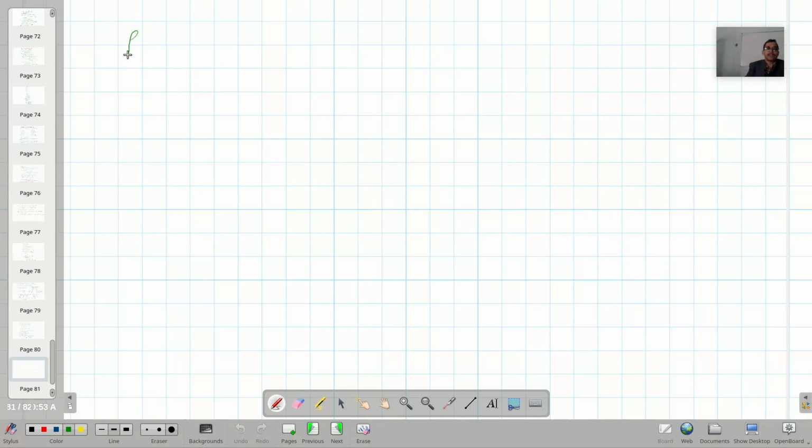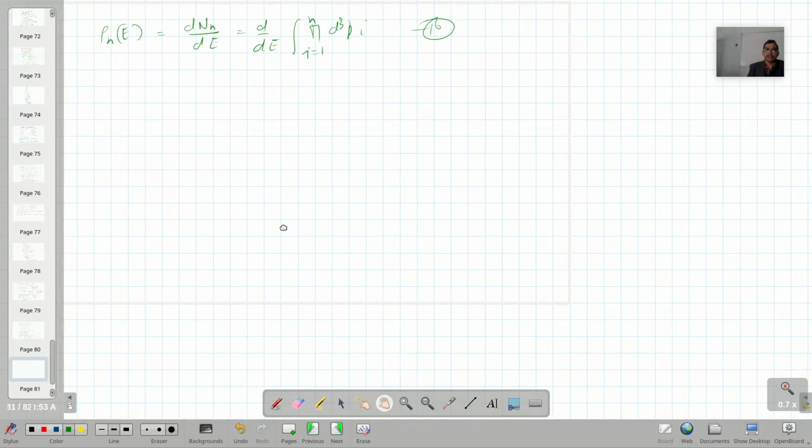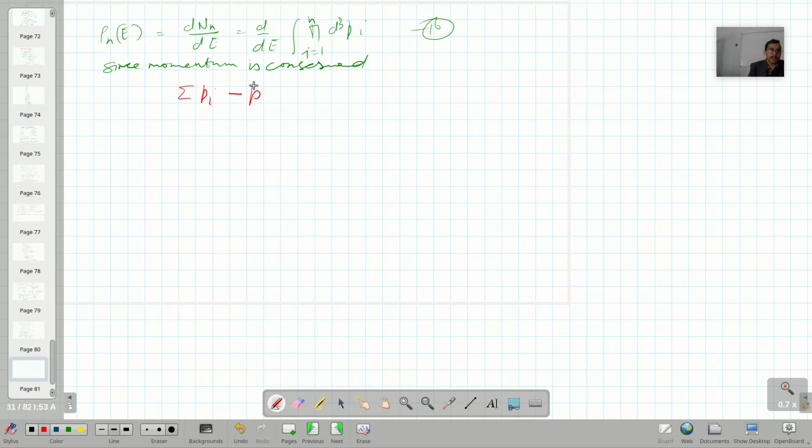So now rho N(E) can be written as dN_n over dE. So it can be written as d upon dE integral product i varies from 1 to n dq_pi. Call it equation number 10. Since momentum is conserved, that is, what is the meaning of momentum conservation? The sum of initial and final momentum will be equal to 0, where i varies from 1 to n.